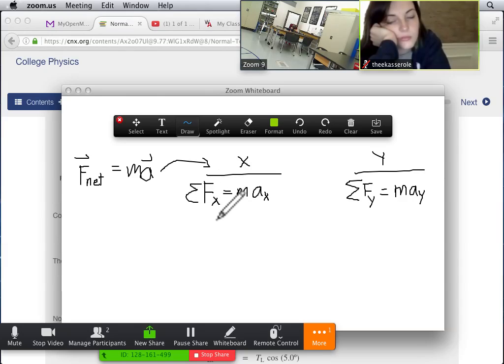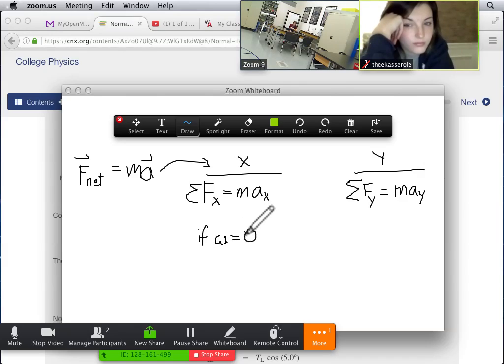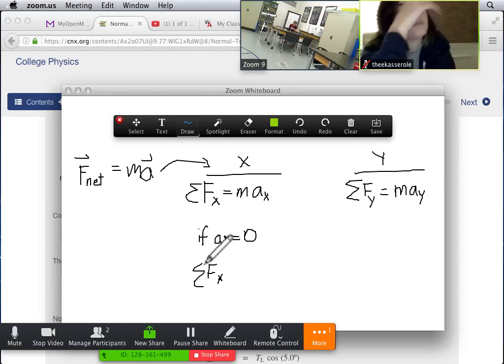However, the other thing that we need to realize is that if the acceleration is equal to 0, if a sub x equals 0, in other words, if it's not moving, if it's stationary, or if it's moving at a constant velocity in the x direction, then the equation becomes sigma F of x, the sum of all the force in the x direction, is equal to mass times 0. It's just equal to 0 in other words.